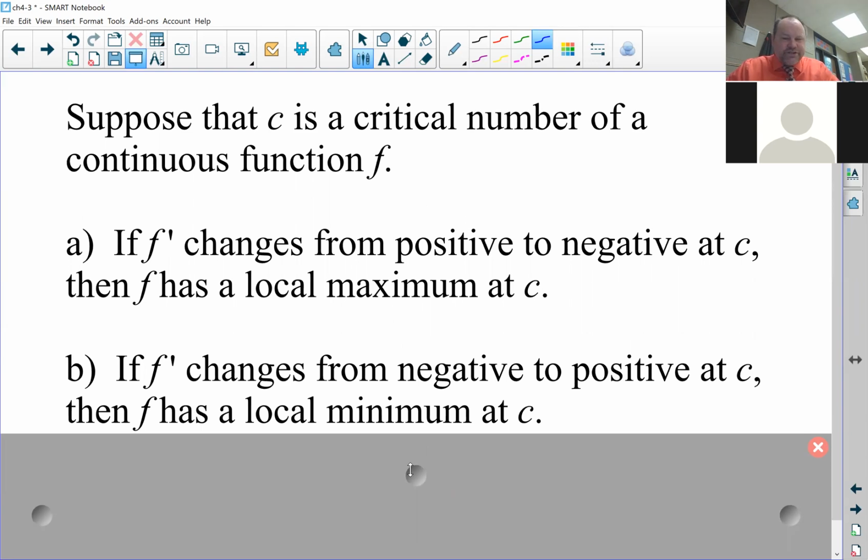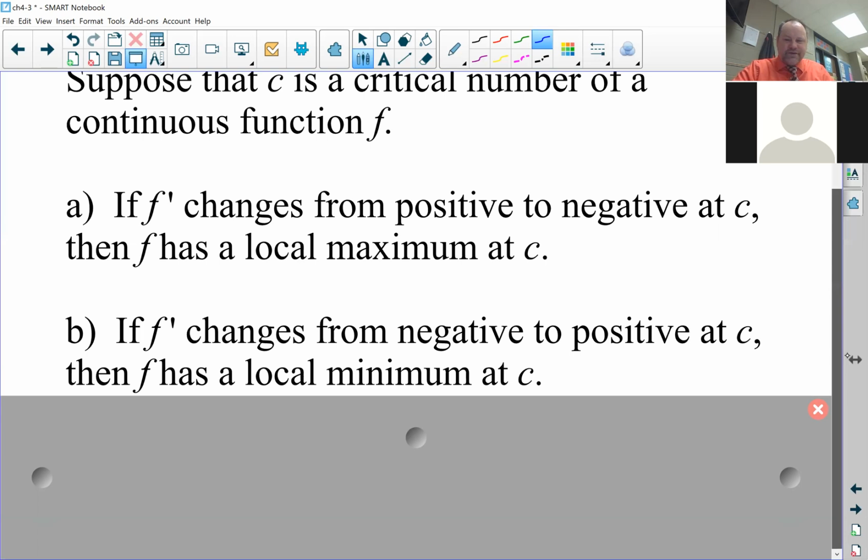If f prime changes from negative to positive at c, then f has a local minimum. So when f prime is negative, I'm going to restate that because I misspoke. f prime changes from negative to positive. So that means f goes from decreasing, gets to c, and then starts to increase. So we get a minimum value.